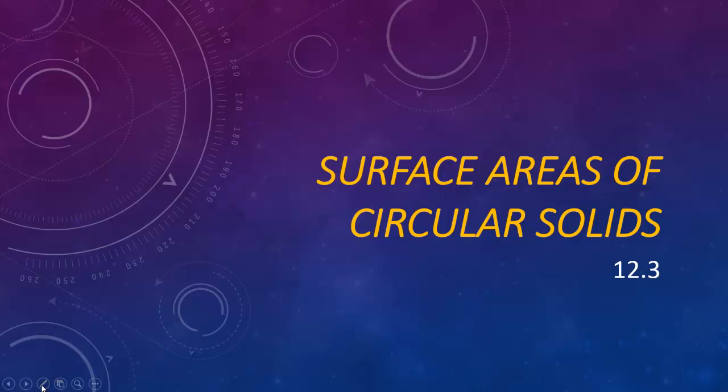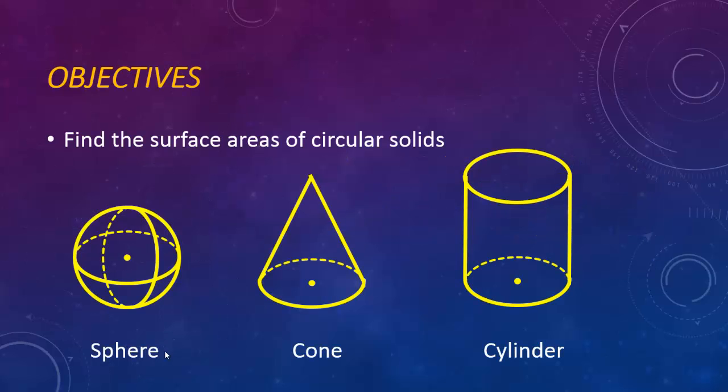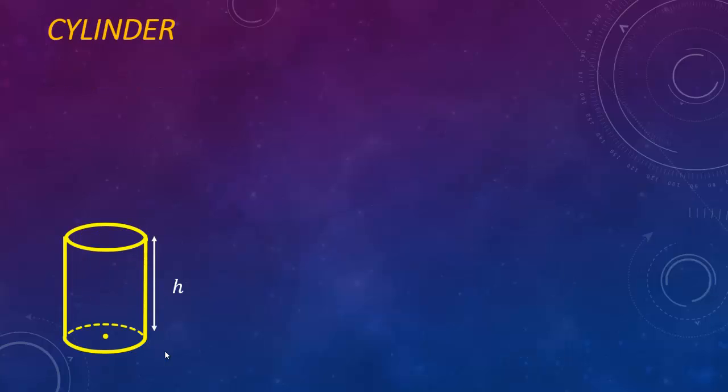All right, so we are on surface areas of circular solids, and this is in 12.3. You only have one objective, and that is to find the surface areas of circular solids. So that would be sphere, cone, and cylinder, because they all have a circle as either their bases, or in the case of a sphere, it's basically made up of circles. Okay, so let's start with cylinder.